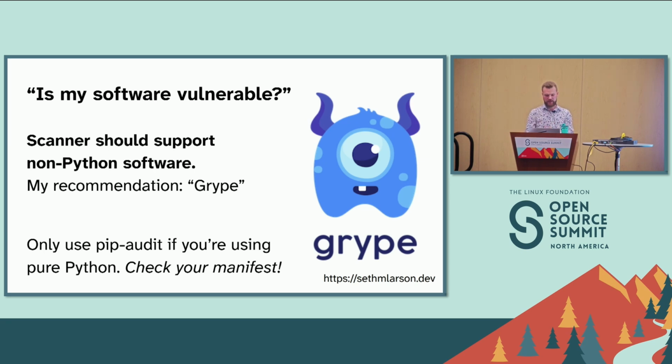And remember to run your scanner only on an SBOM. This lets you be much more confident about the exact software components that are being checked. And if you're using pure Python packages with no non-Python dependencies, it's okay to use pip-audit. Otherwise, Grype is probably what I would recommend. It's much more comprehensive.